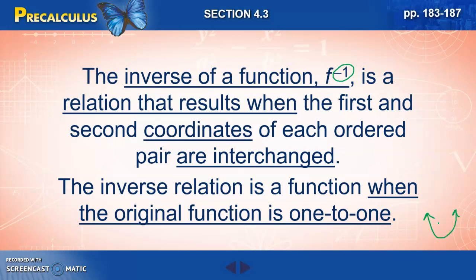The inverse relation of a function is one-to-one when the original function is one-to-one, or the inverse is a function when the original function is one-to-one. So if we were to do the inverse of this quadratic function, the inverse would not be a function because the original is not one-to-one.